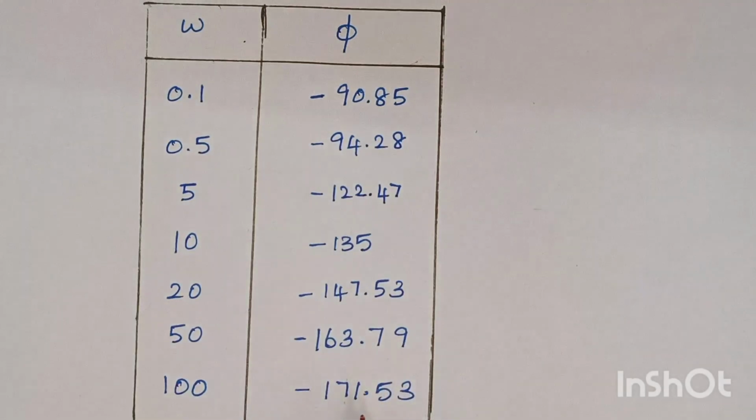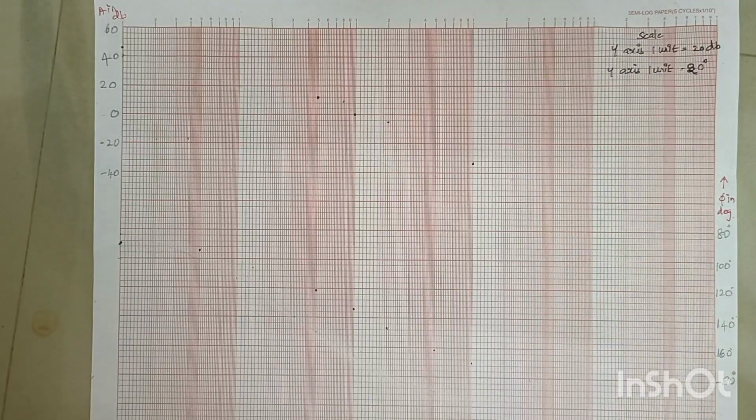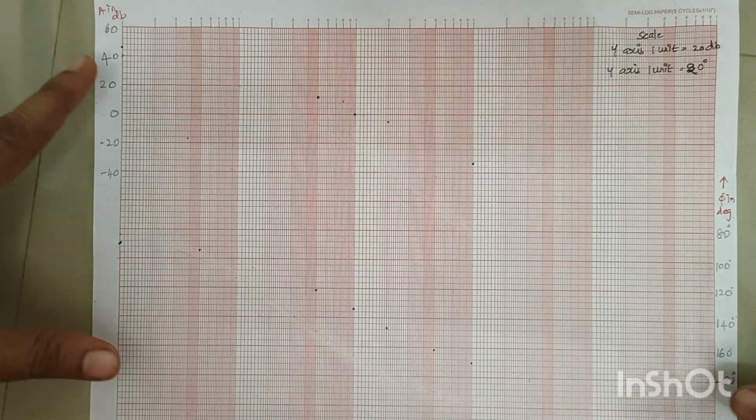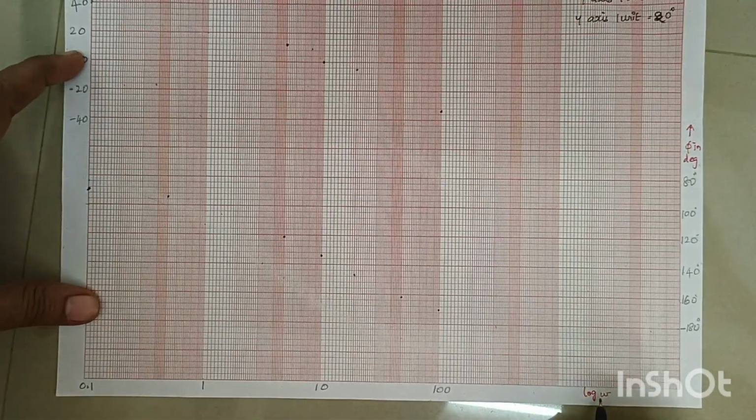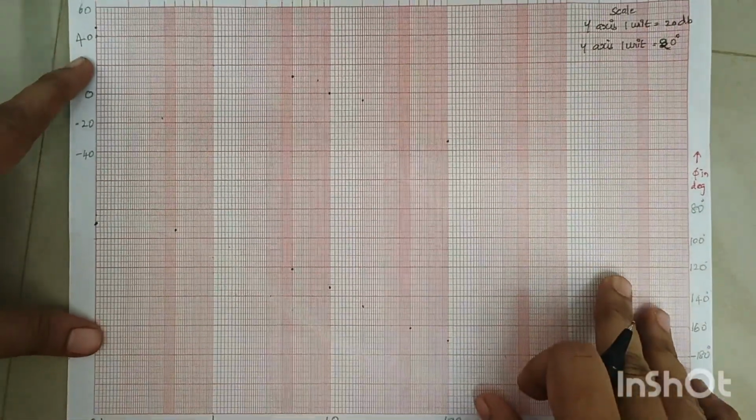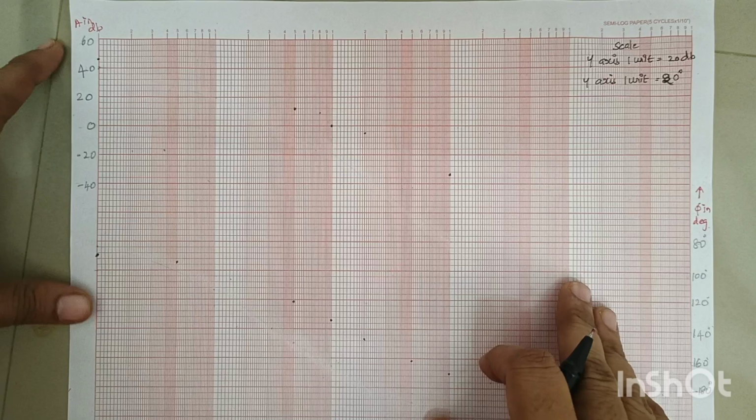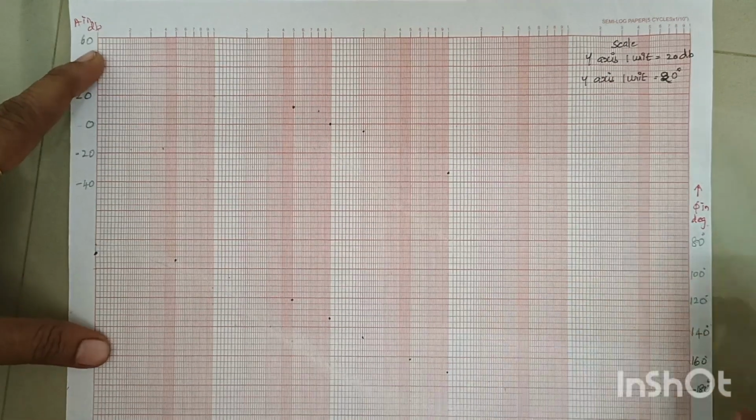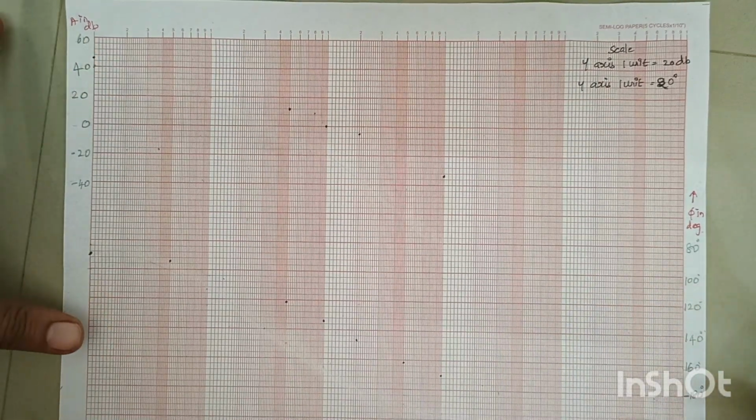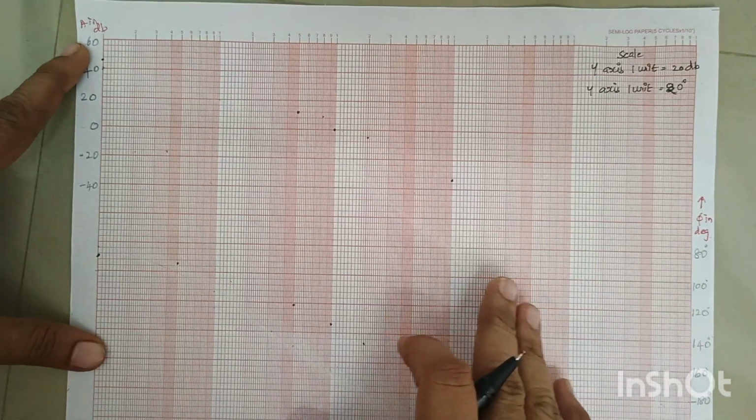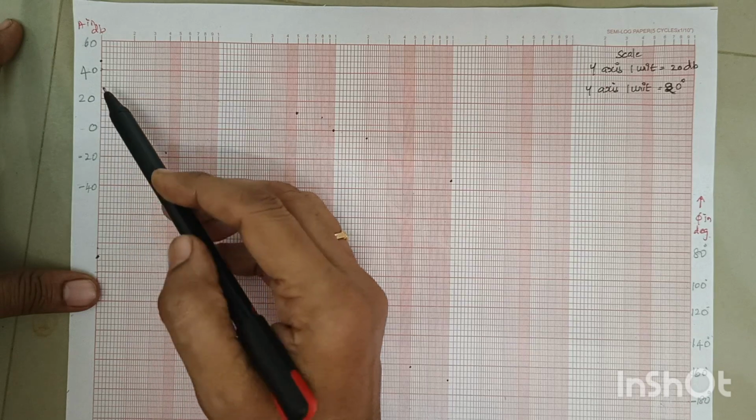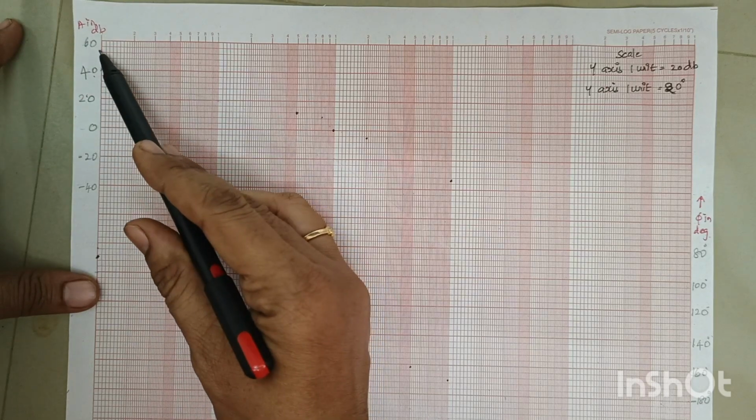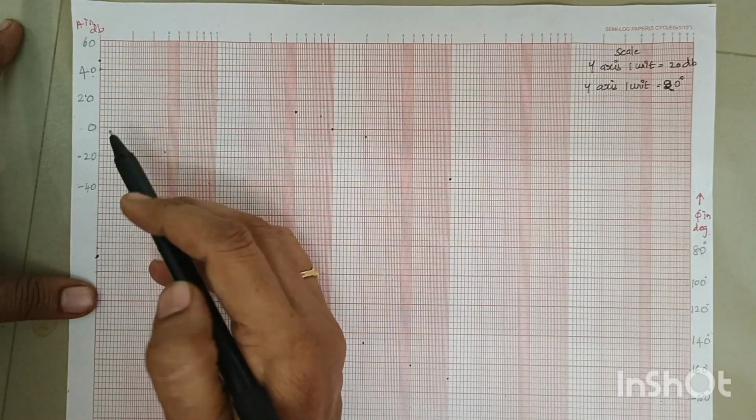Now we are going to plot these values on a semilog sheet. So this is our semilog sheet and on the x-axis we will always have frequency. You see here I have written log omega. On the y-axis, on the left hand side we are considering magnitude and on the right hand side we are considering the angles. Depending upon the values we have to adjust the scale here. So here I have taken the values as 0, 20, 40, 60 and minus 20 and minus 40.